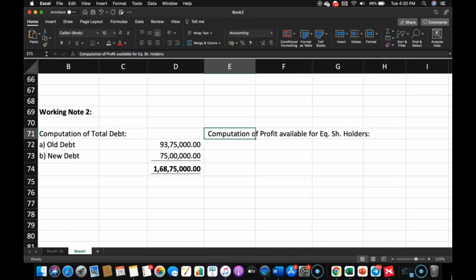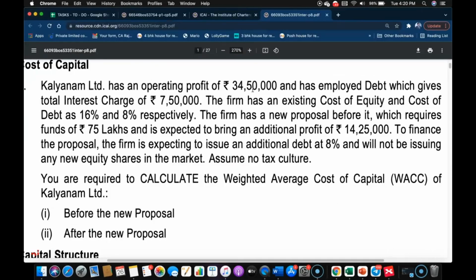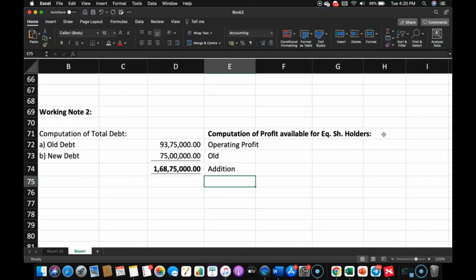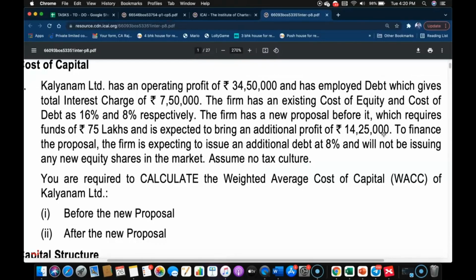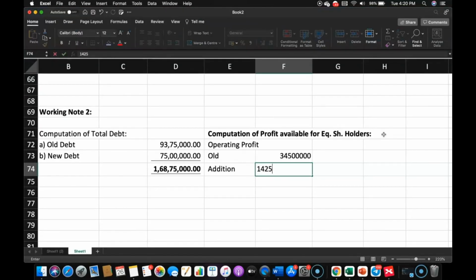See, because of this new project, what is happening to the operating profit? Operating profit. There is an old and there is an addition, right? Already they have an operating profit of 34,50,000, and because of this proposal, there will be an additional profit of 14,25,000. So it is 34,50,000 plus 14,25,000. So if we add this, we'll get our new operating profit.